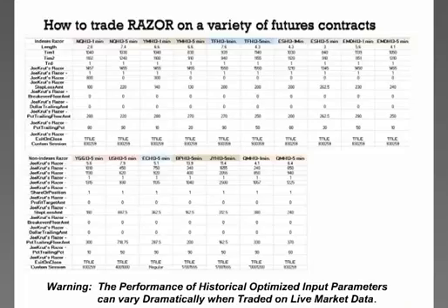Now, the performance of historical optimized input parameters can vary dramatically when traded on live market data. Of all the things in this presentation, this is the one piece of paper I think you should try to print. And if you have a PDF of it, I think it would be wise for you to look at it. There's a lot of work here.